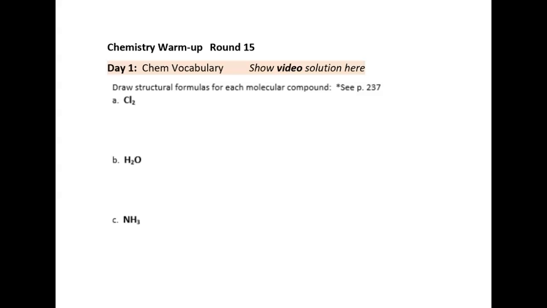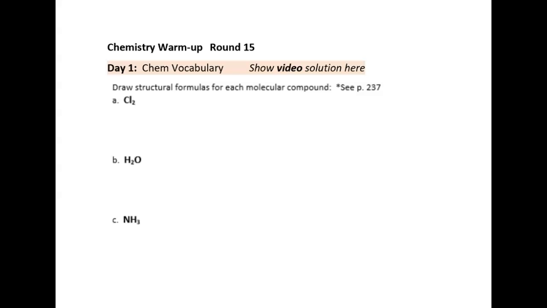Question A has 2 chlorine atoms. Those are nonmetals. Question B, hydrogens and oxygens. Those are nonmetals. Question C, nitrogen and hydrogen. Those are nonmetals. Notice that none of these have any metal in them. These are not combinations of ions. So that's why these are molecular compounds.